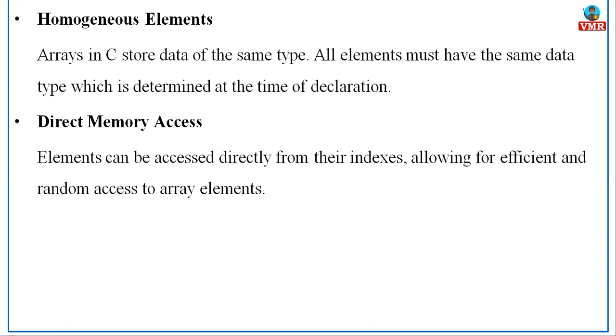And then last but not least, direct memory access. Elements can be accessed directly from their indexes, allowing for efficient and random access to array elements. Coming back to direct memory access, you have different predefined functions which will come in later lectures. Directly by using those functions you can also allocate and reallocate the memory of the array. So malloc, calloc, realloc. There are a few specific functions which are used for direct access of your arrays. Those you will get in the upcoming lectures.